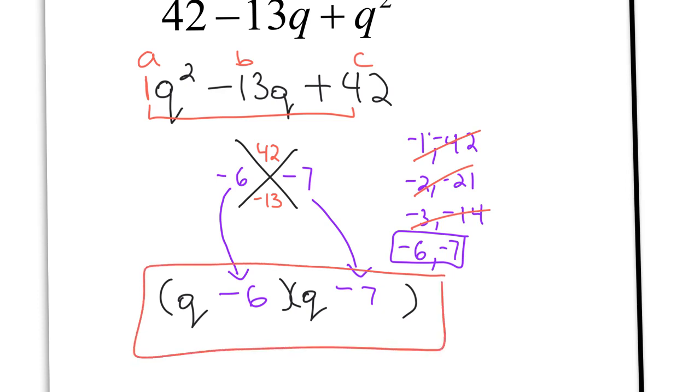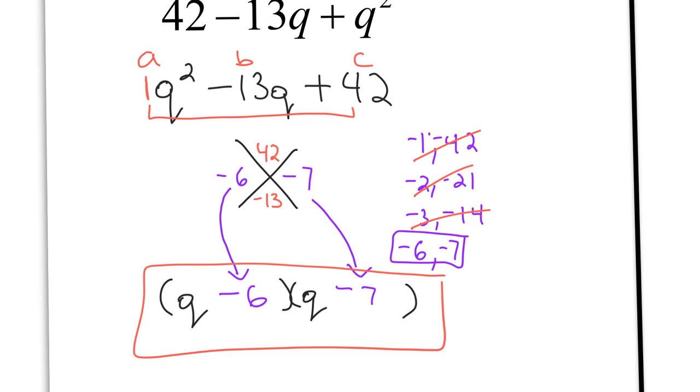And you can check one more time. Q times q, that's q squared. Q times negative 7, that's negative 7q. Negative 6 times q, that's negative 6q. Negative 7q minus 6q, that would be negative 13q when you combine. And when you multiply negative 6 times negative 7, that's positive 42. So we got the right answer.